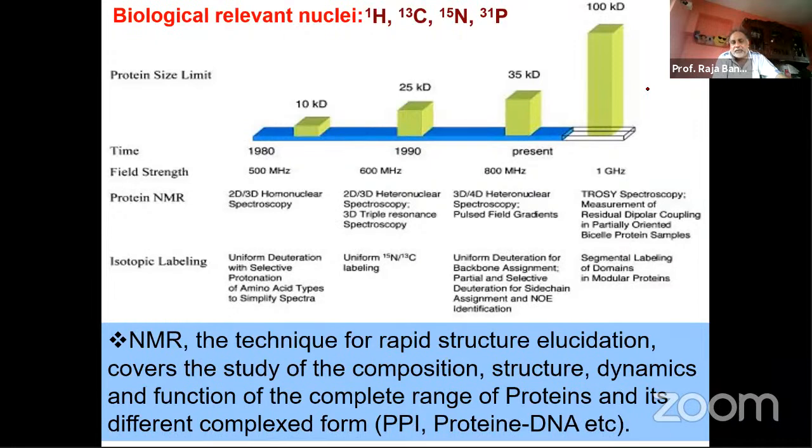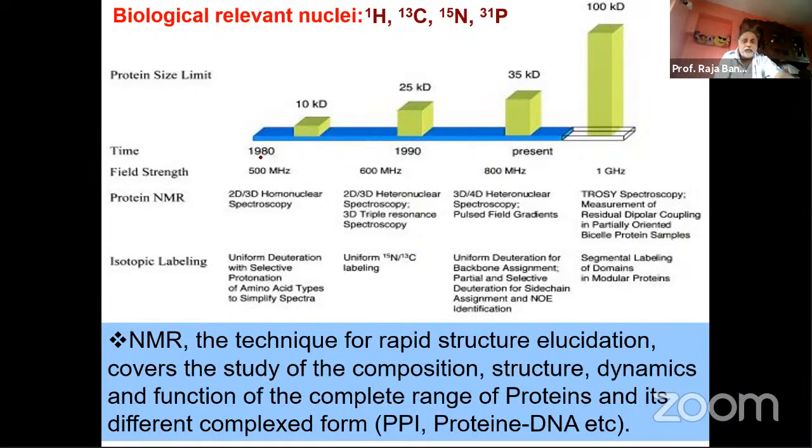In the present case, the magnetic field strength is 500, 600. Now people are working with gigahertz. I personally work with a 900 megahertz machine at IISc Bangalore or TIFR. And now people can easily work with 100 kDa proteins, so they are giving rise to these structures. For protein NMR, we have to have 2D and 3D.